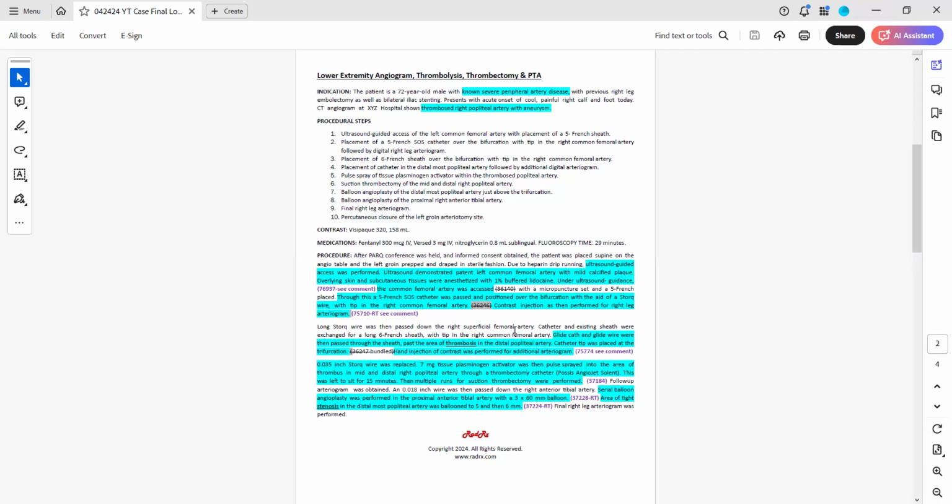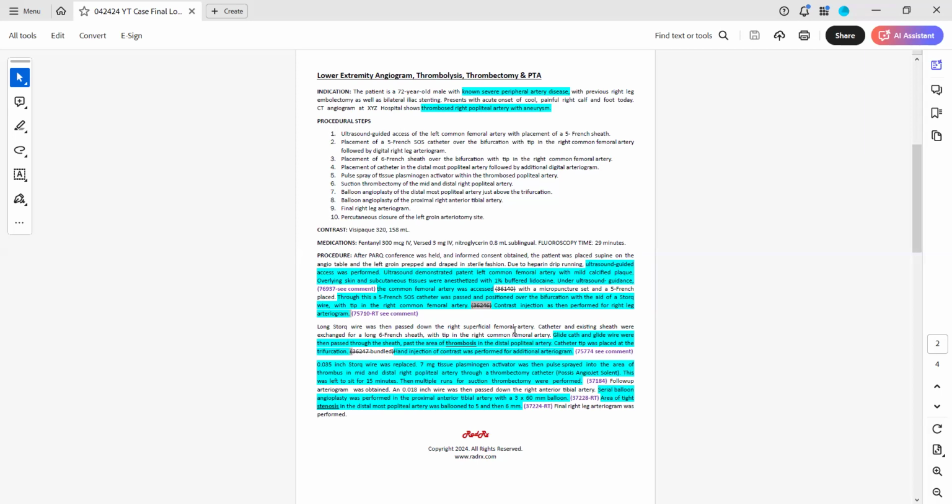So personally, I feel best practices put that language in the report. If you are doing it 100% of the time, it's very easy to drop it into your template and have that as part of your documentation. If it's not documented, but you know for a fact that you are storing that permanent image 100% of the time, then you can still code 76937 if you know that you have that permanent image stored. So the access was at the left common femoral artery. When we start with that initial access, that is code 36140.